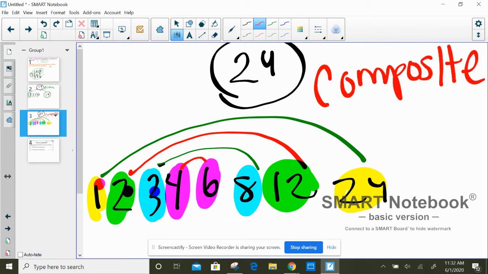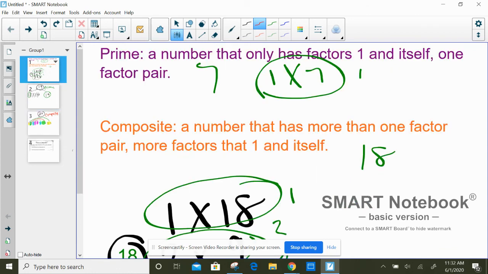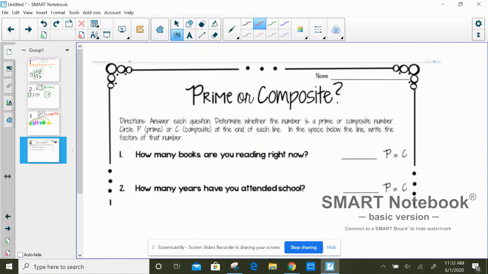Okay, so hopefully that was helpful in reminding you guys of what prime and composite are. For your assignment today, it looks just like this. What you're going to do is answer the question. So I'll walk you guys through it. Answer each question, determine whether the number is prime or composite. Circle P or C at the end of each line. In the space below the line, write the factors of that number. So it's asking you to answer the question first.